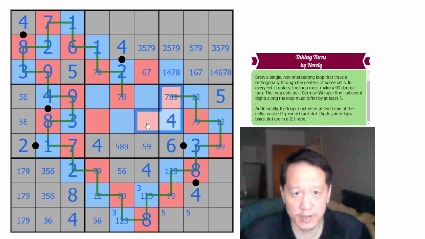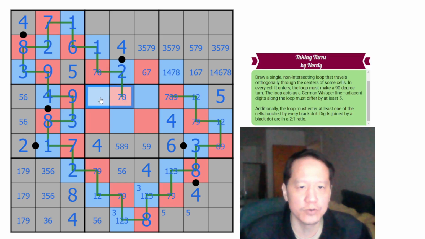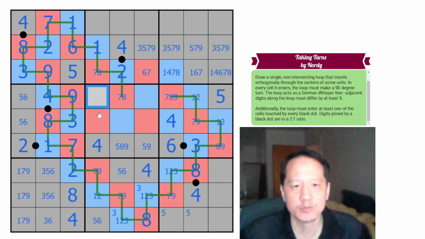This could go that way, then that way, then that way. That's fine. So this can no longer go this way. If it goes this way, it has to go here, then here, and then it would have to turn in here and then here. But that's not allowed to us anymore. So this one cannot be on the German whisper line. This one can't be on the German whisper line. This one can't either because it has to turn this way. So this must go this way.